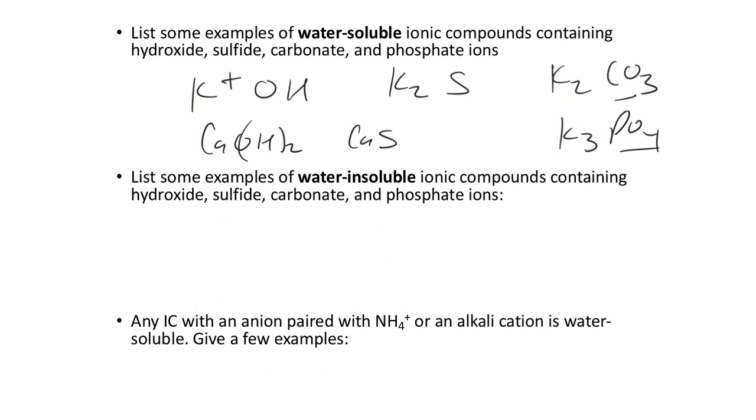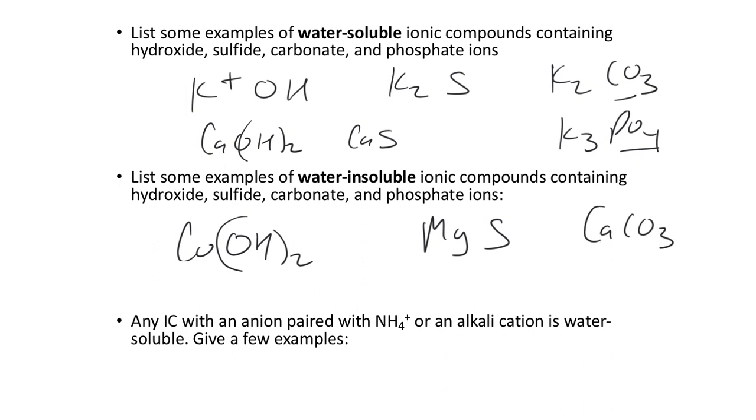Now some examples of water insoluble compounds. What are examples of an insoluble compound with those ions? Literally anything that's not a soluble exception. Like copper hydroxide, water insoluble. Magnesium's not on the list anywhere, so magnesium sulfide is insoluble. Calcium carbonate's insoluble. Aluminum phosphate would be water insoluble because it's not a listed exception.